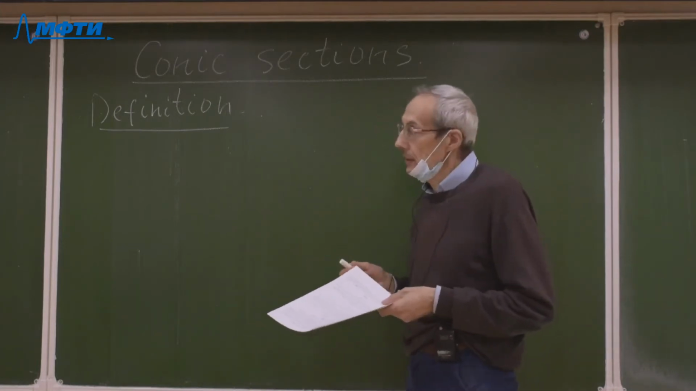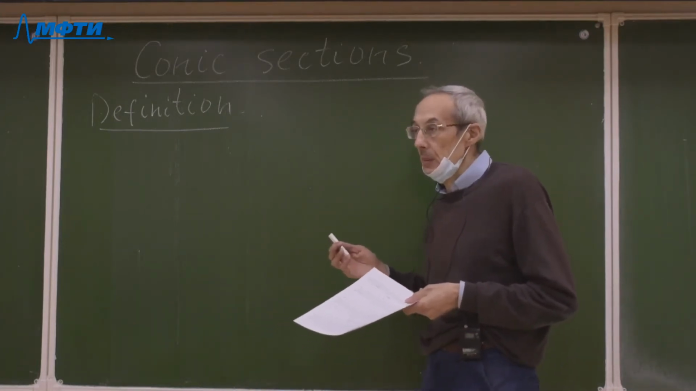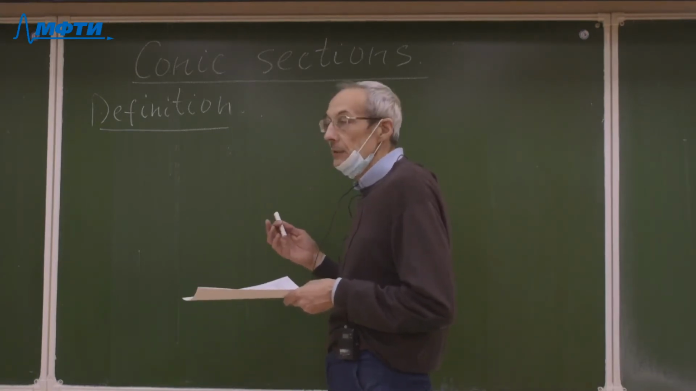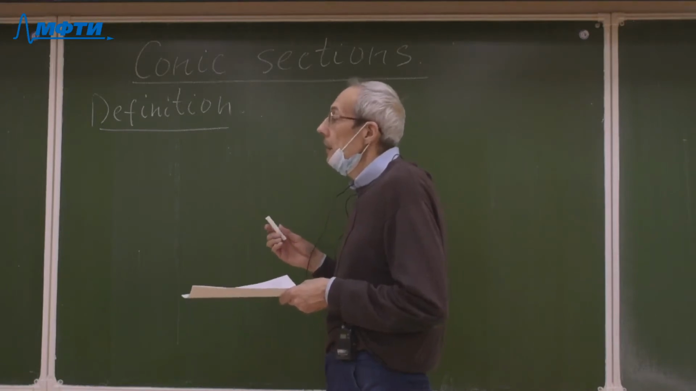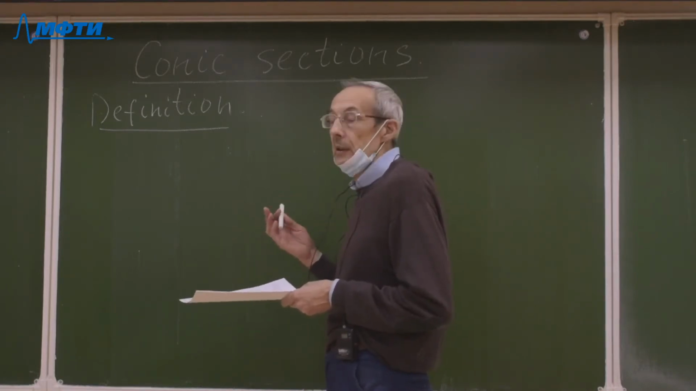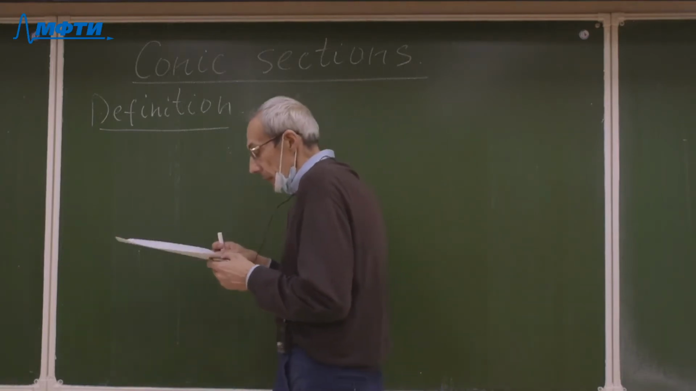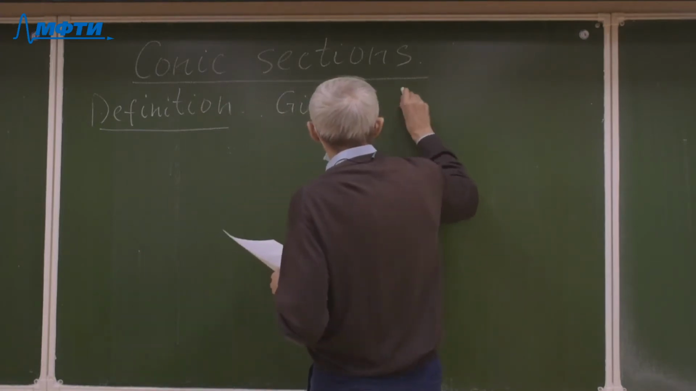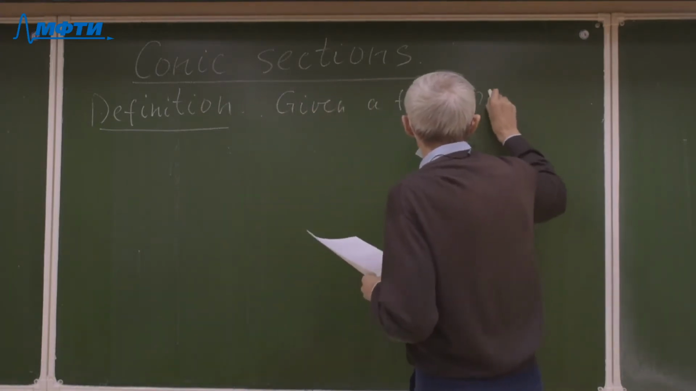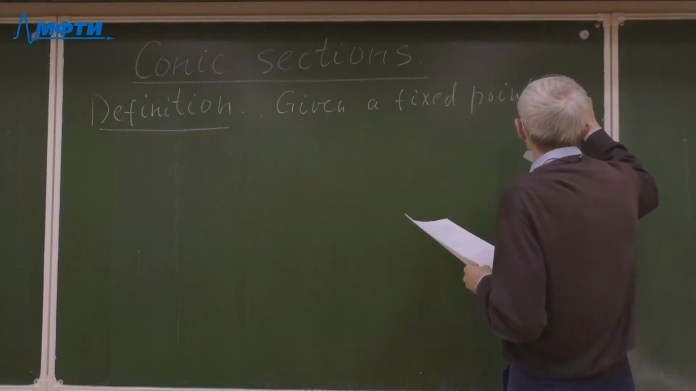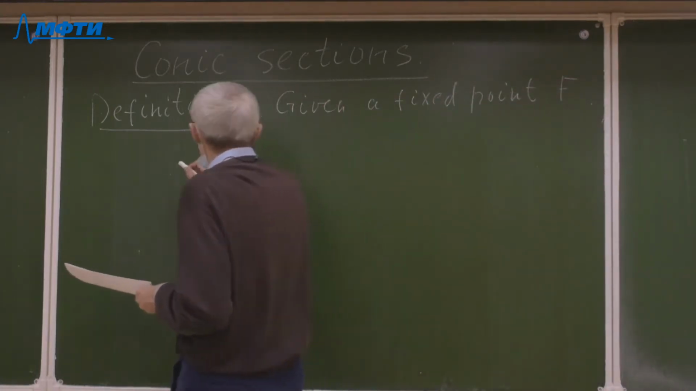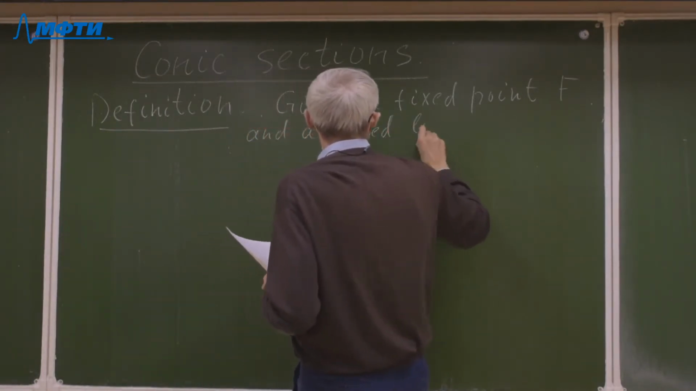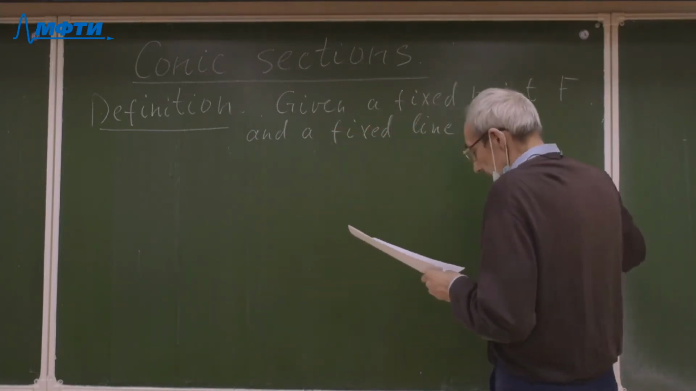The definition of the ellipse is the same as the previous definition of the parabola. An ellipse is uniquely defined by choosing some fixed point and a straight line. Given a fixed point F and a fixed line L.